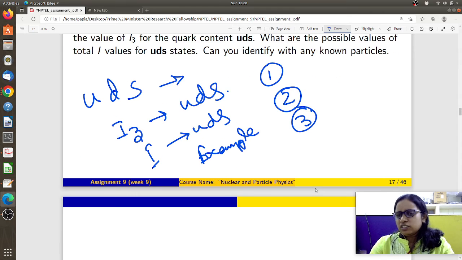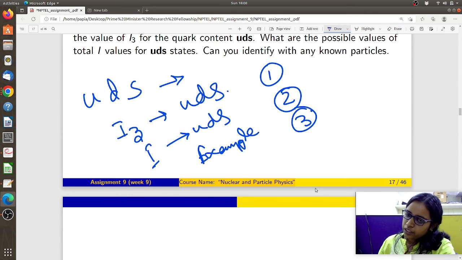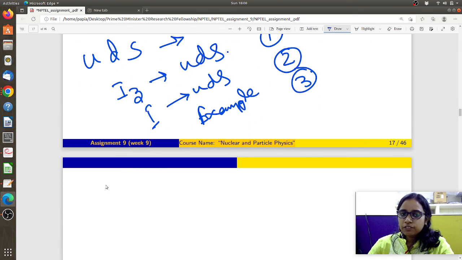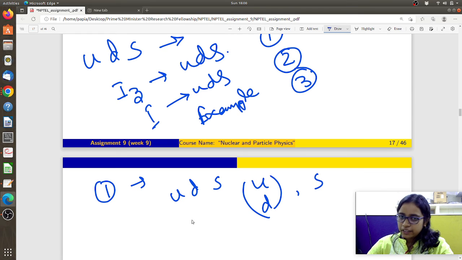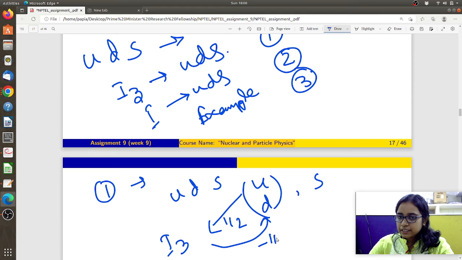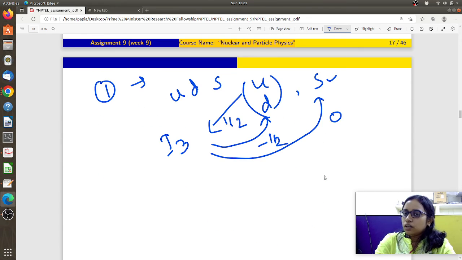It's not that big a question, so that's why I am talking about this question here. At first, the first question asks what the value of I3 is here. Now coming to U, D and S individually. You know that U and D can make a doublet and S is a singlet, right? So if I want to calculate I3, I3 for U is half, I3 for D is minus half, and I3 for S is 0 because it's a singlet and only one member is there.